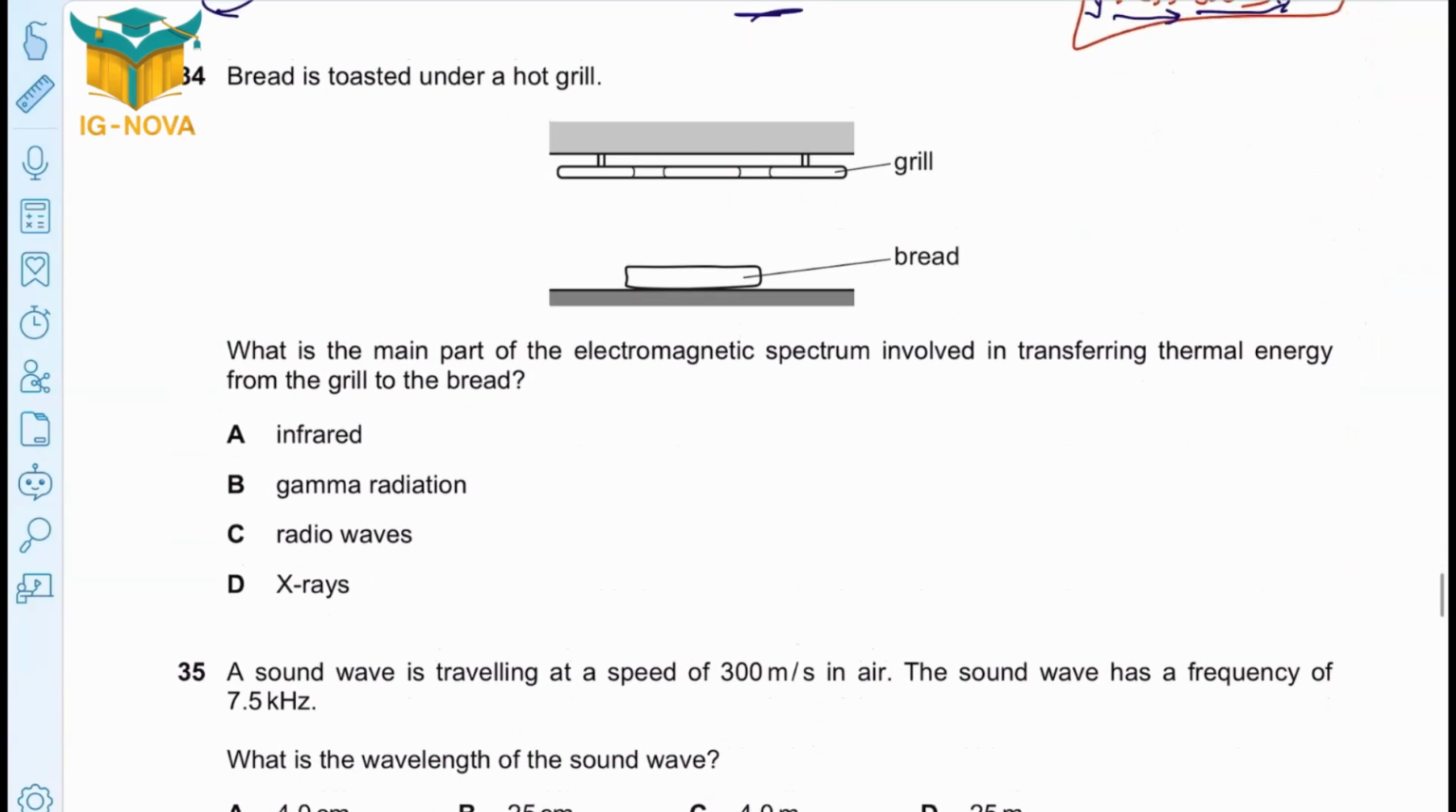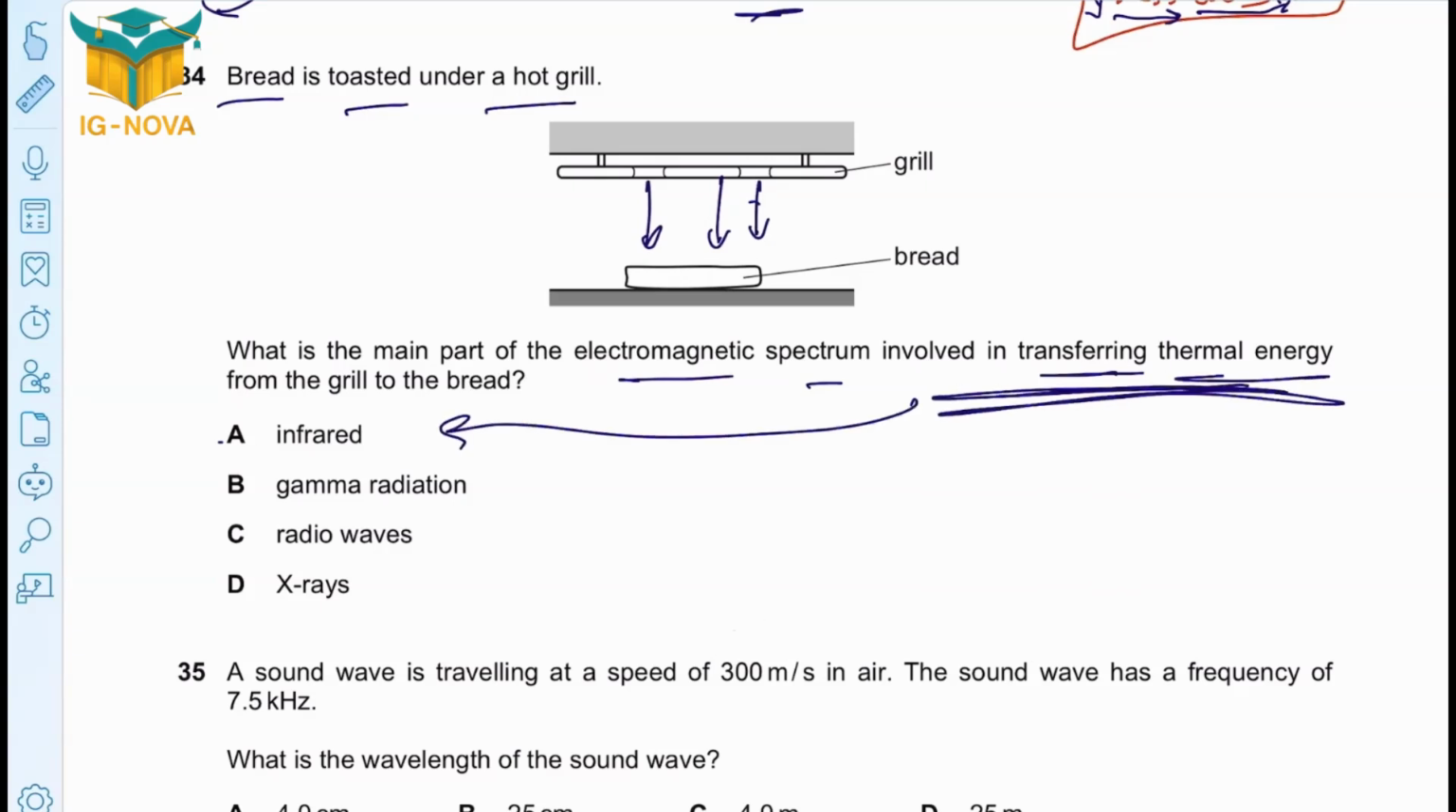Question 34. A bread is toasted under a hot grill. Under a hot grill. جميل. What is the main part of the electromagnetic spectrum involved in transferring thermal energy? على طول نروح للإنفراريد. All electromagnetic waves, by the way, many of them have a thermal effect. But the main one is infrared radiation.